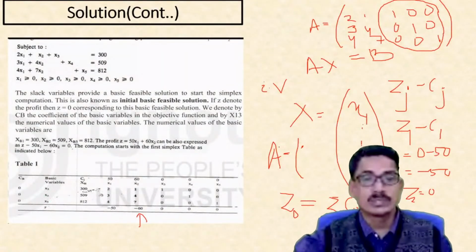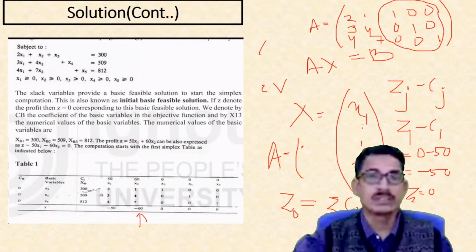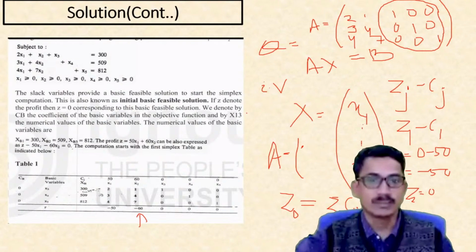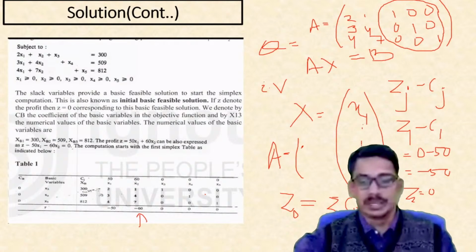Which will go out? There is a formula for this, called theta. Theta is equal to the minimum of xb column by the xj column. We'll see it in the next slide. So first of all, remember this: x2 is called the incoming variable because it is the most negative. Now coming to the next slide.